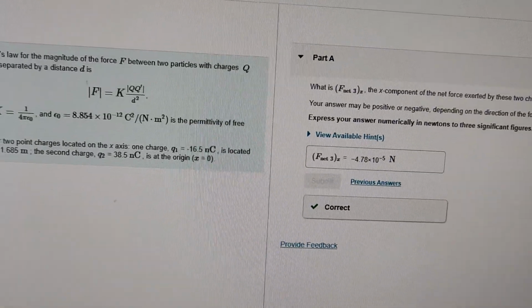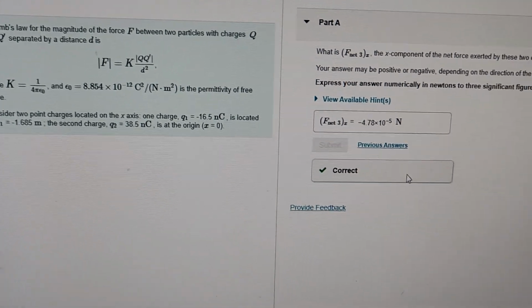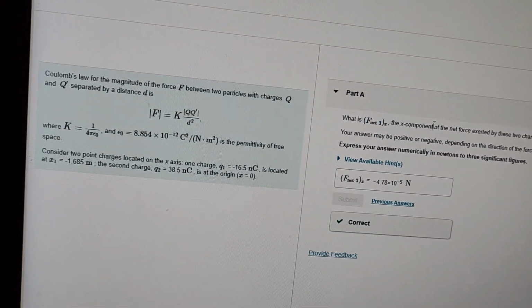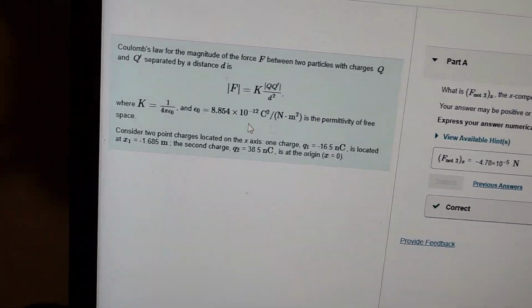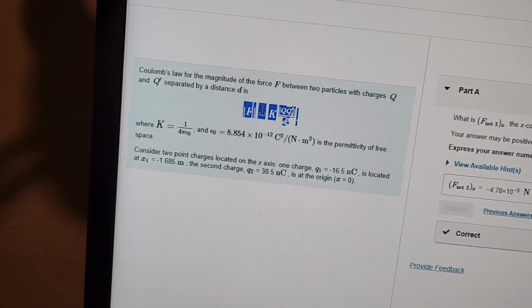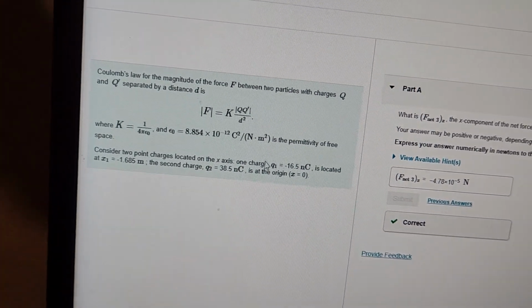Okay, so basically what number 3 is asking is it wants us to get the net force on particle 3, and the way you do that is we use Coulomb's law to figure out what that net force is going to be.